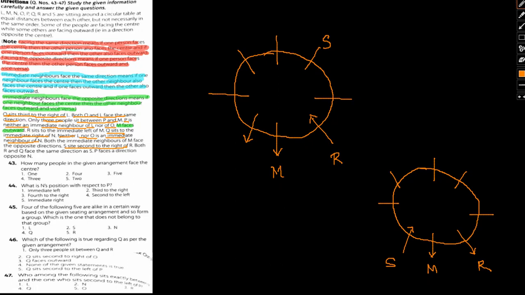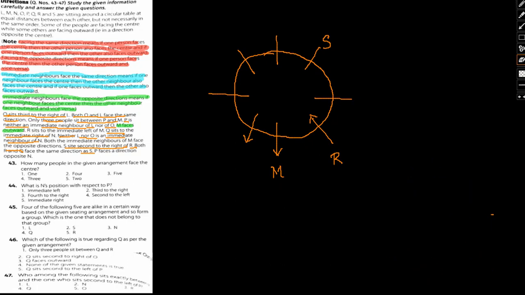Okay, so here it's given that R and Q face the same direction as S. That means this particular diagram is wrong, because here S and R face opposite directions. So this diagram comes out to be wrong. Let me remove it. So this diagram is cancelled. That means S also faces inside. But we don't know where Q is.